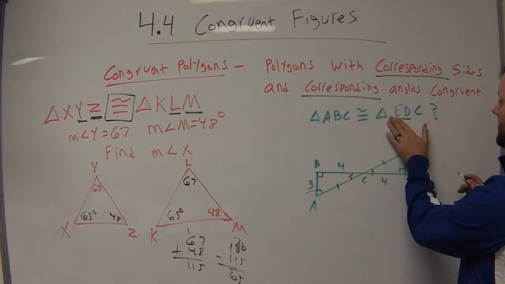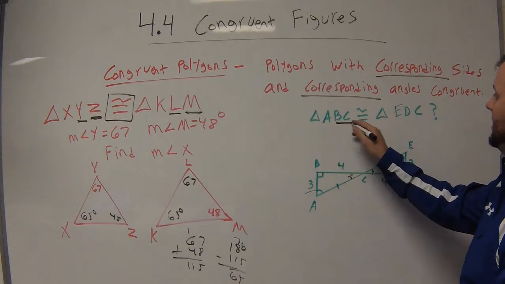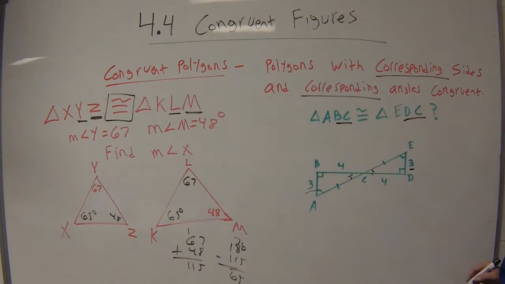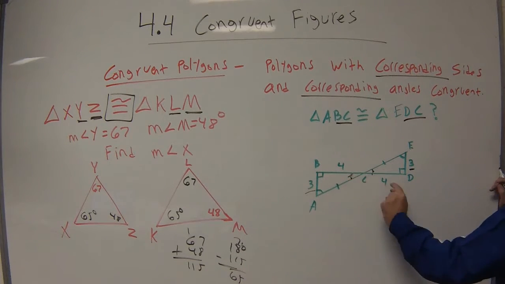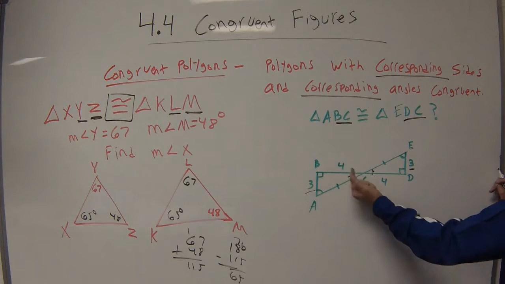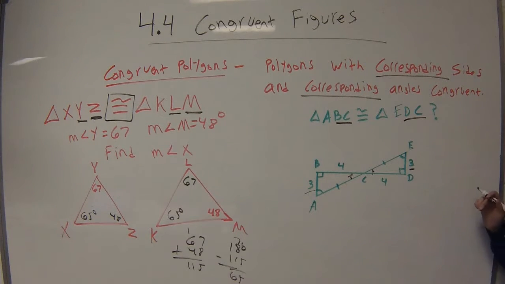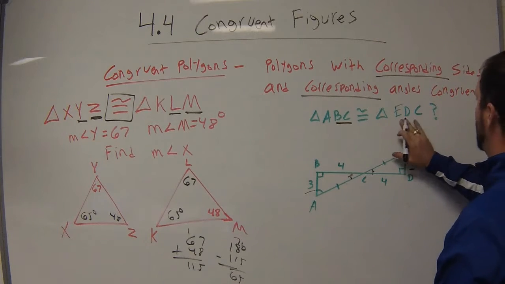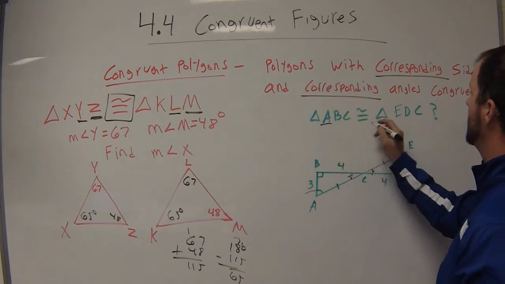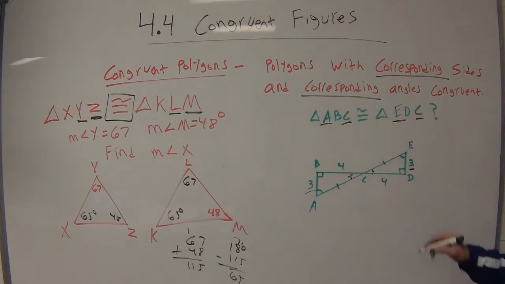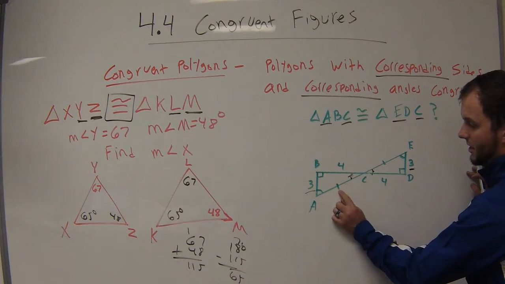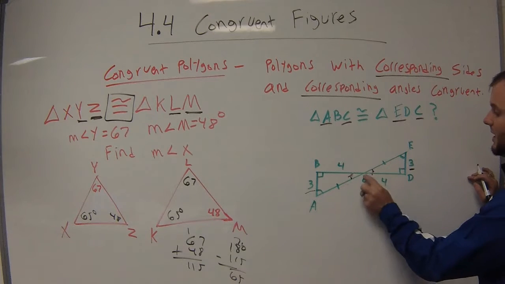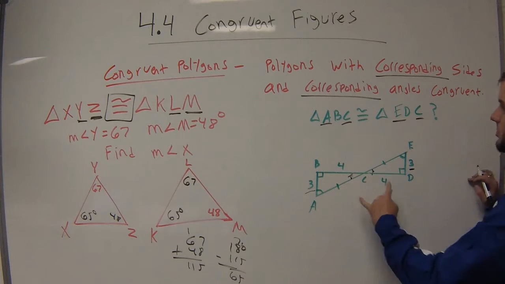Let's check the next one. BC and DC have to be congruent. BC and DC are congruent because they're both 4. So those are congruent. And now let's check the last one. AC and EC have to be congruent. AC has one notch, and EC has one notch. So that means those are congruent.